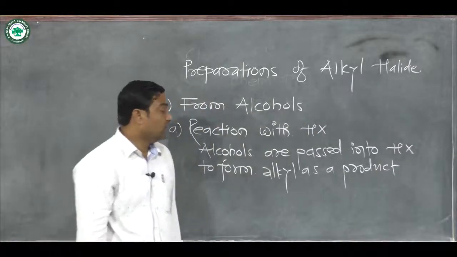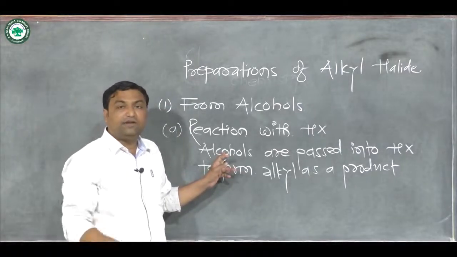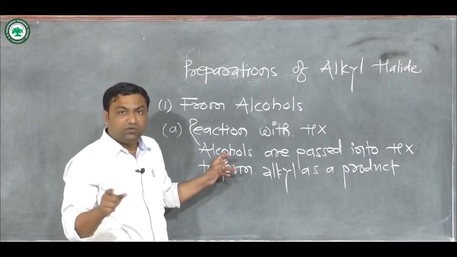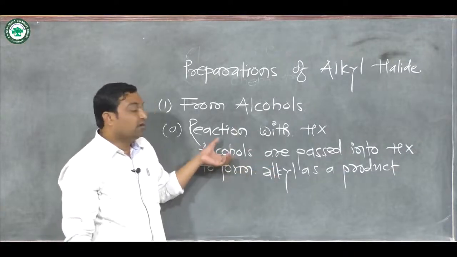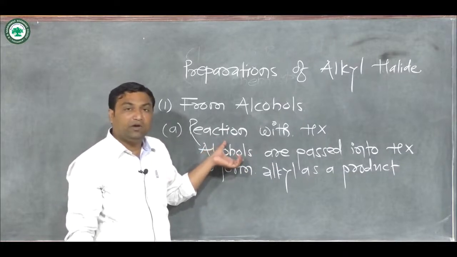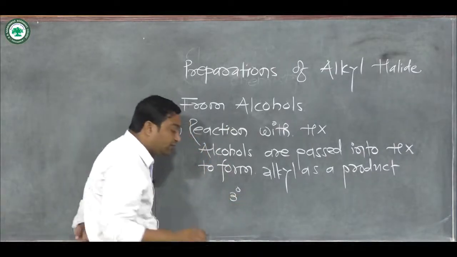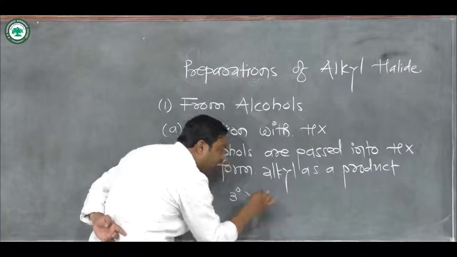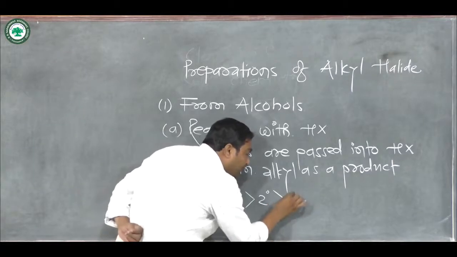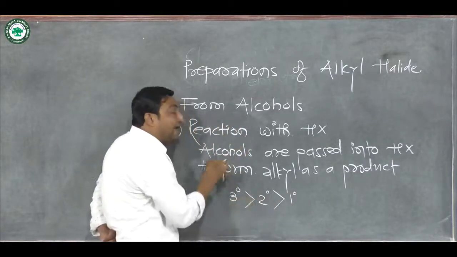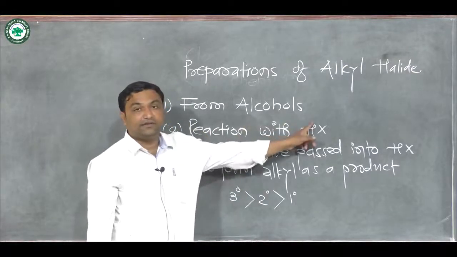Or we may say that alcohols are treated with concentrated halo acids to form alkyl halide as a product. In this case, the order of reactivity of alcohol is: tertiary alcohol is more reactive than secondary alcohol, and secondary alcohol is more reactive than primary alcohol. This is the order of reactivity of alcohols towards reaction with HX.